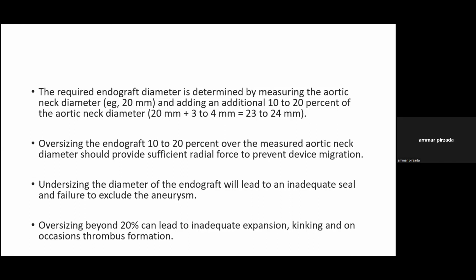What happens if we undersize this? Undersizing will lead to an inadequate seal and failure to exclude the aneurysm, and there will be backflow, and the sac will again grow. With oversizing, obviously 10 to 20% of oversizing is good, but if you go beyond that, it can lead to inadequate expansion of the system, kinking, and on occasions, because of the inadequate expansion, thrombus can also form.